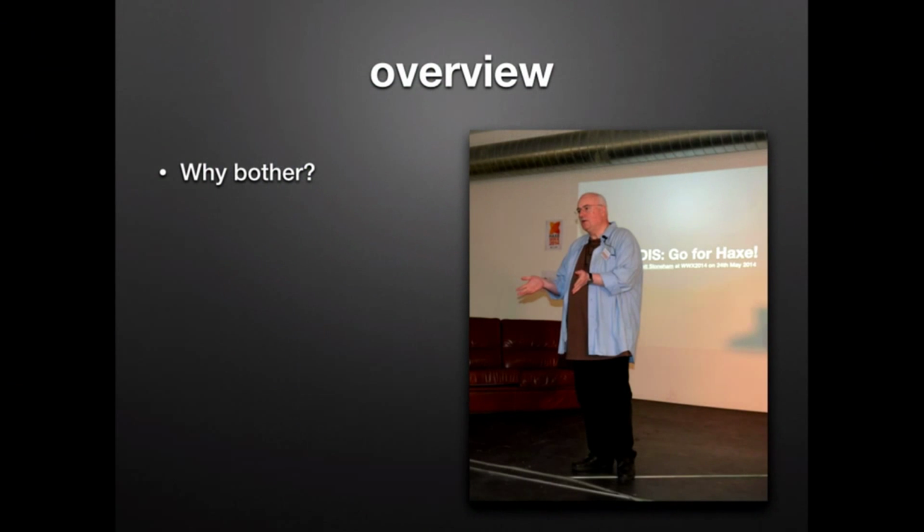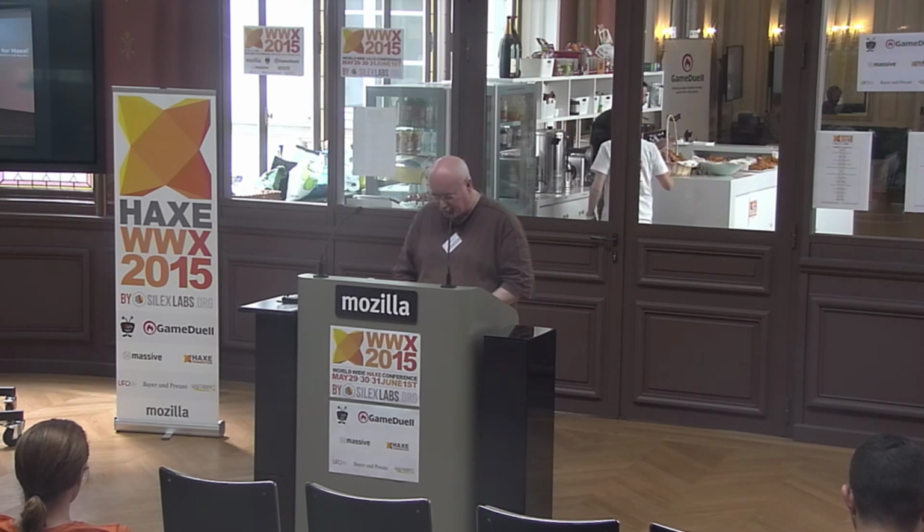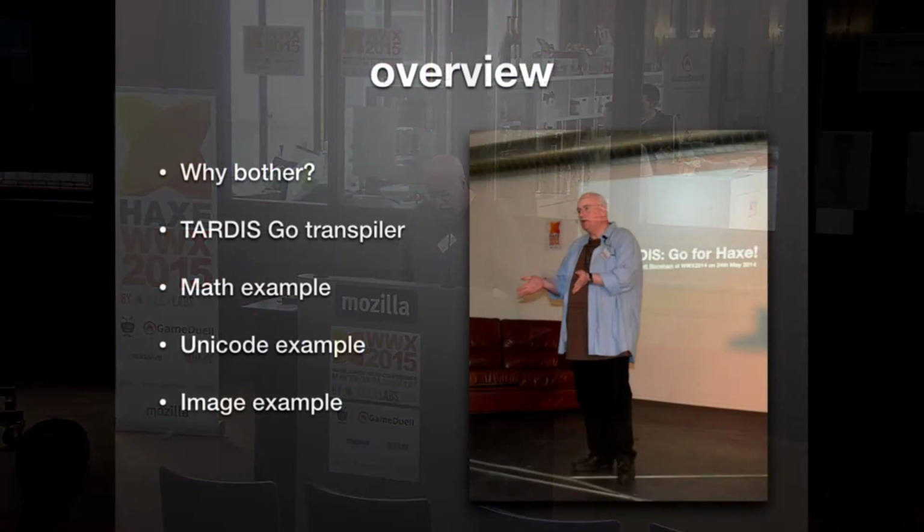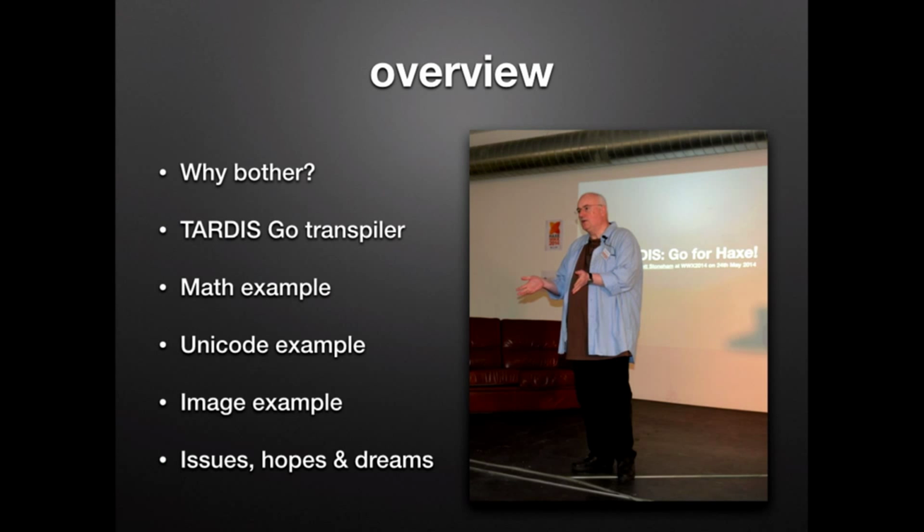So I want to talk about a number of things. First of all, then a little bit about the transpiler itself. Then I'll give you some examples. Very simple maths example. Slightly more complicated Unicode example. And then a bit of image manipulation. And finally, hopes and dreams and why we're here sort of stuff.